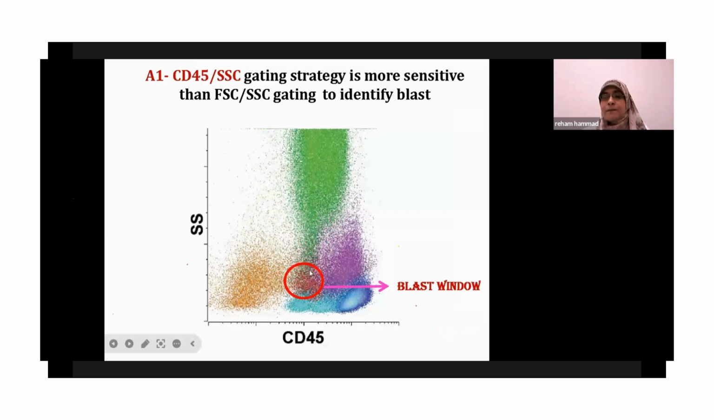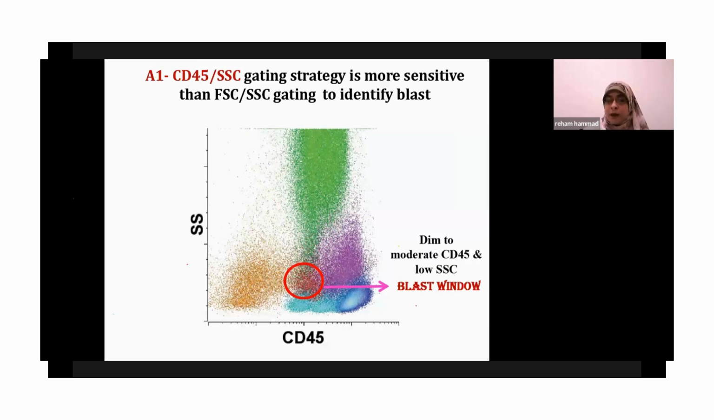That is a dim CD45 expressing population. You see, lymphocytes is the dark blue population, the monocytes are the violet, and the green is the neutrophils. What is the red population? Is this red population normal? Did you see it before? Never. This is an abnormal population.